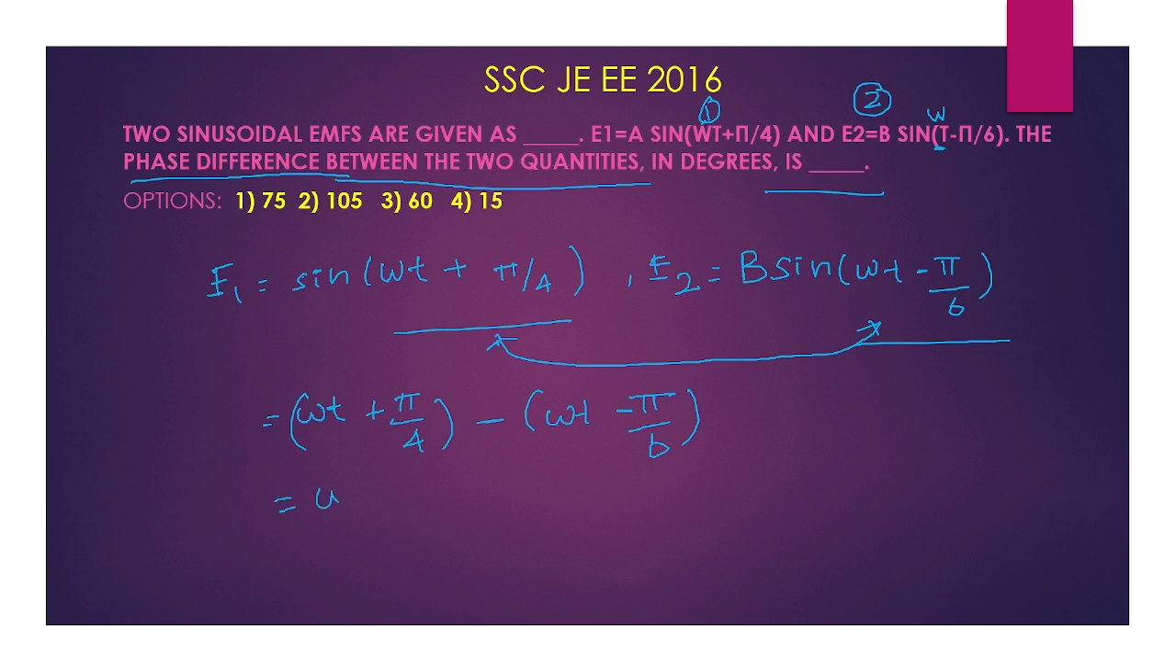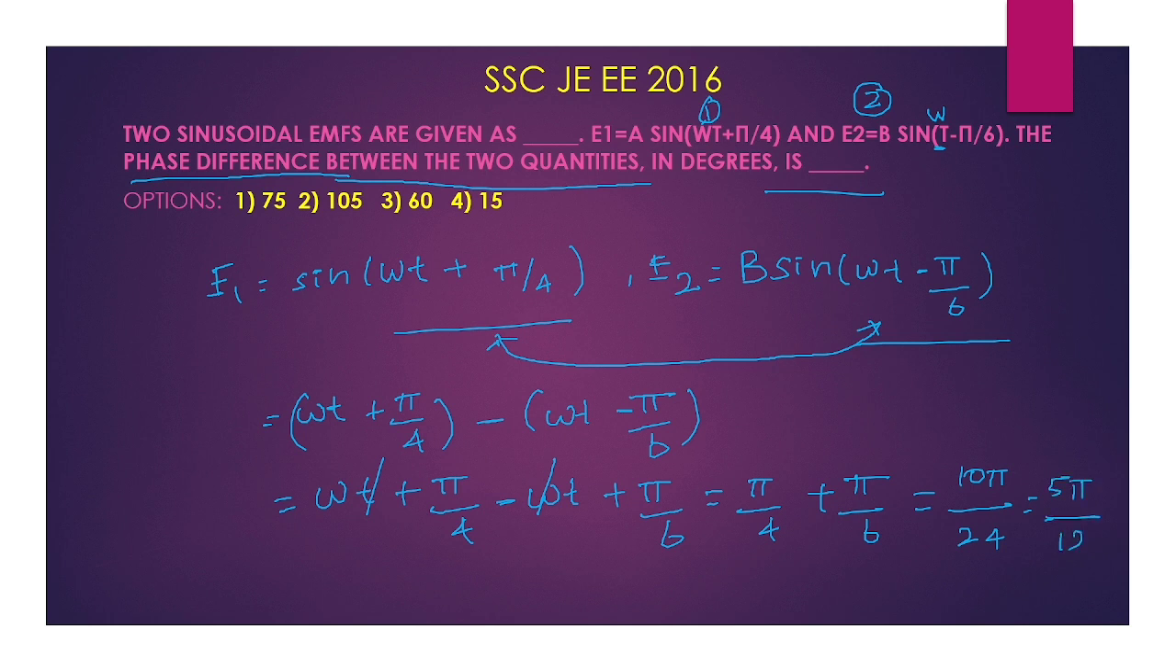So the result is omega t plus pi by 4 minus omega t plus pi by 6. When we multiply minus into minus, it becomes plus. Finally the two angular frequency terms cancel, leaving pi by 4 plus pi by 6. If we solve this, we get 6 pi plus 4 pi, that is 10 pi by 24, which is 5 pi by 12.